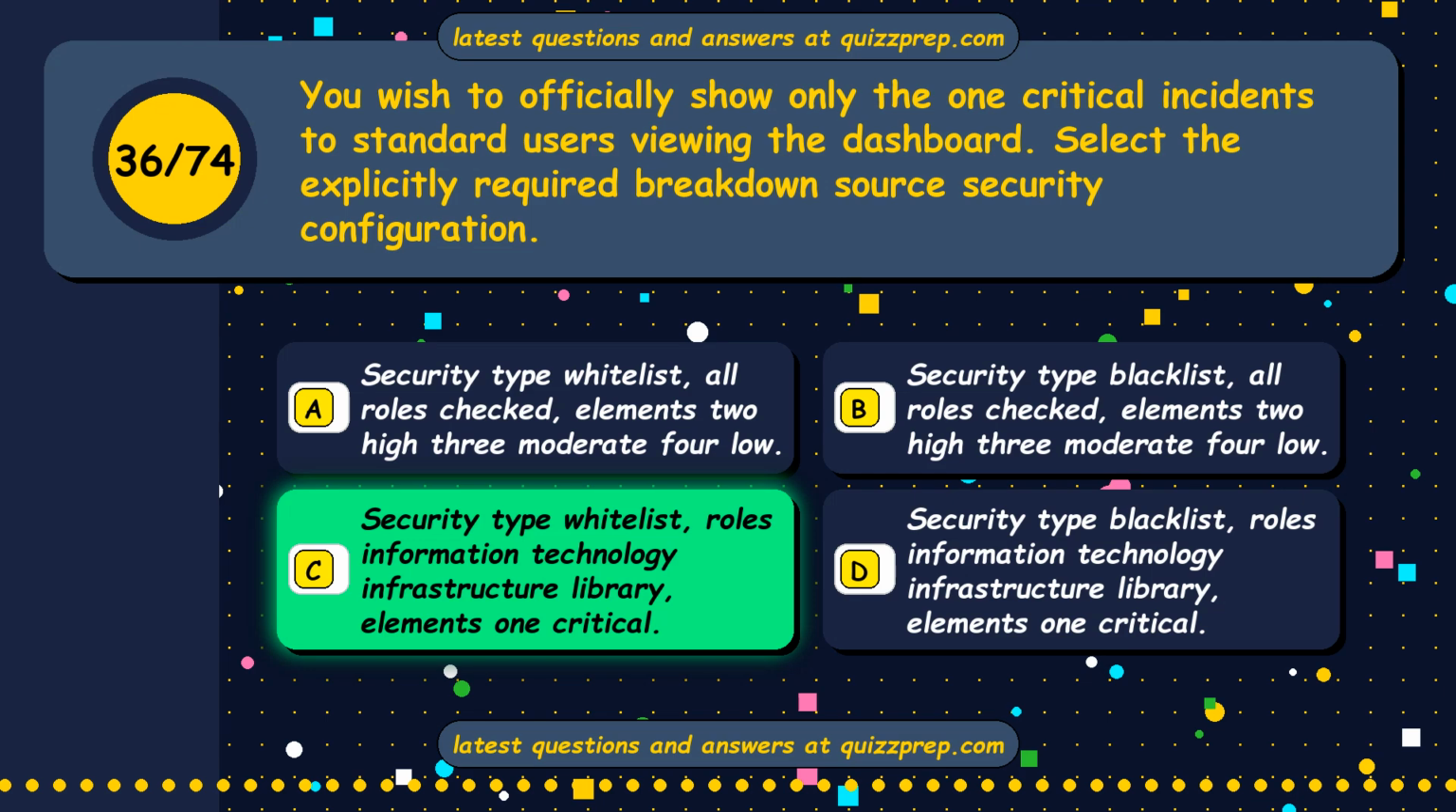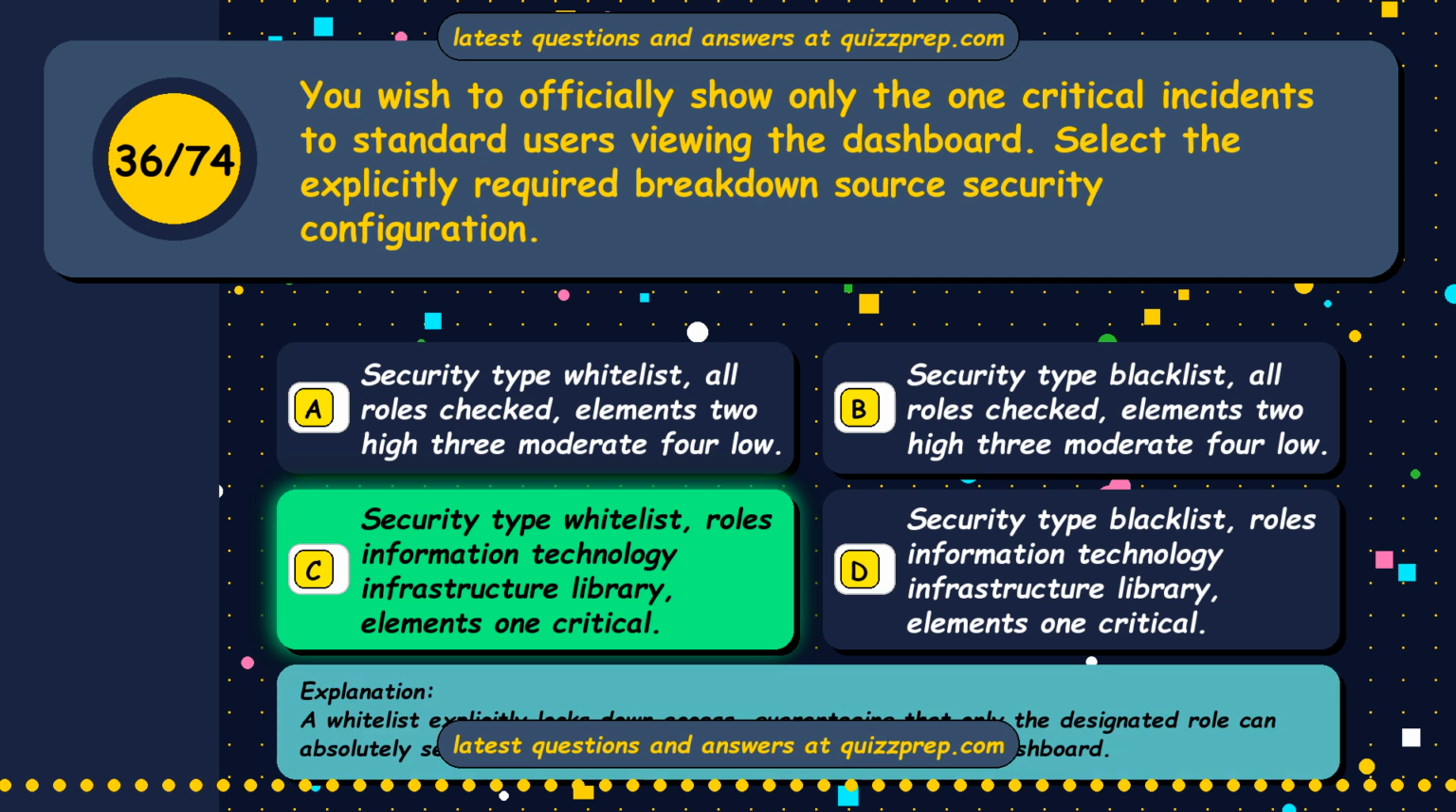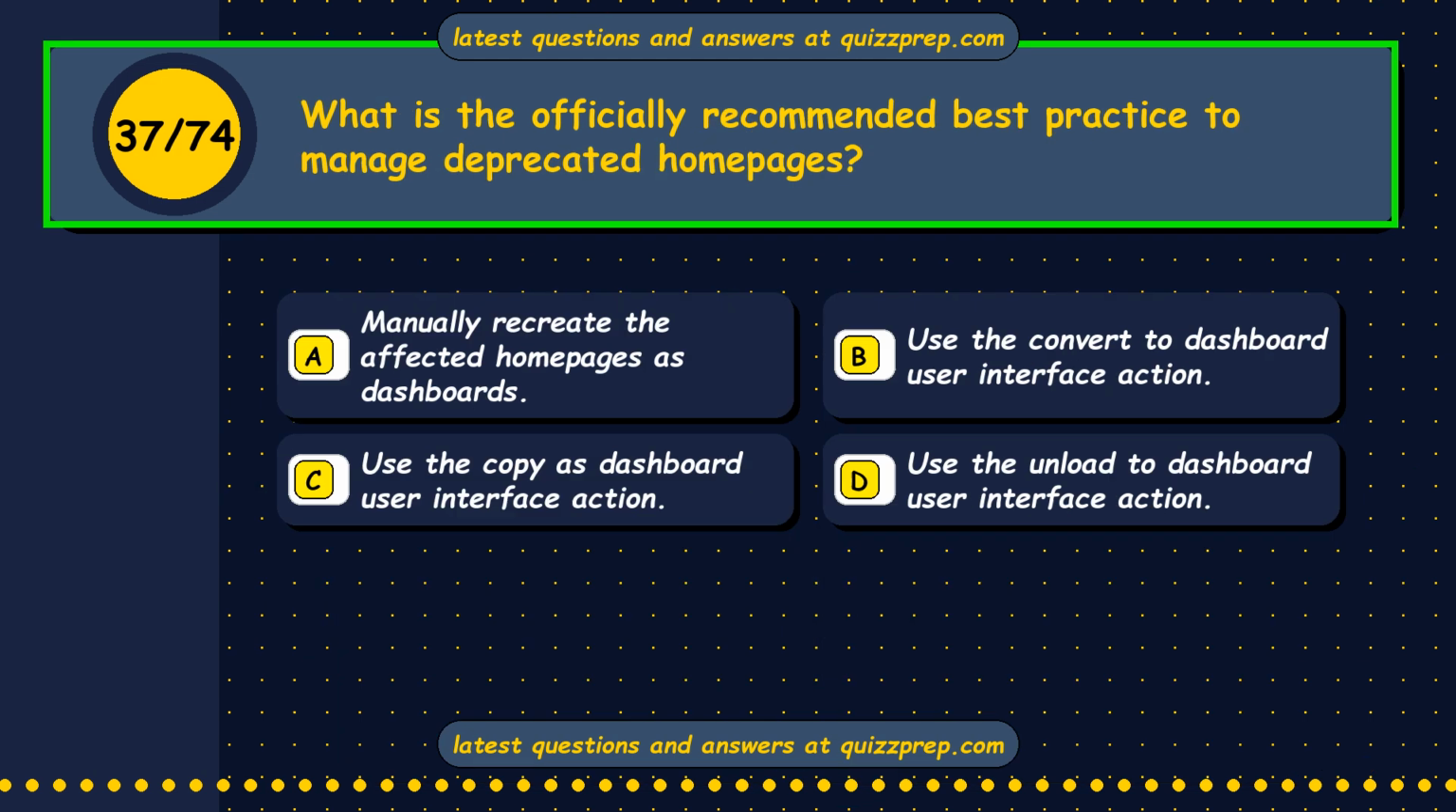The correct answer is option C, security type whitelist, roles information technology infrastructure library, elements 1 critical. A whitelist explicitly locks down access, guaranteeing that only the designated role can absolutely see the specified 1 critical element data on the dashboard. Question 37. What is the officially recommended best practice to manage deprecated homepages?